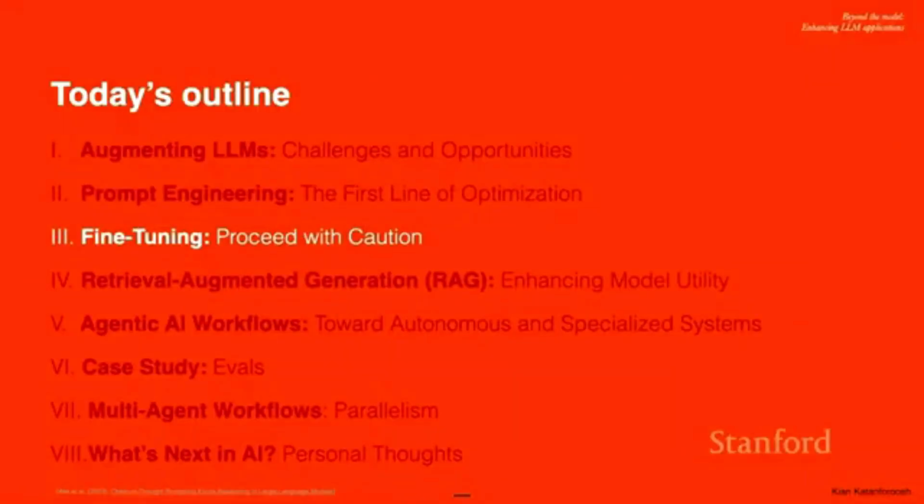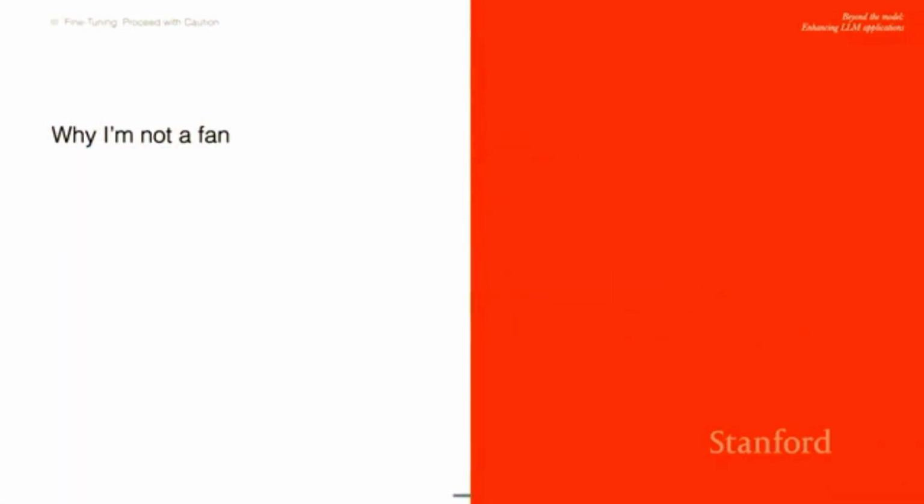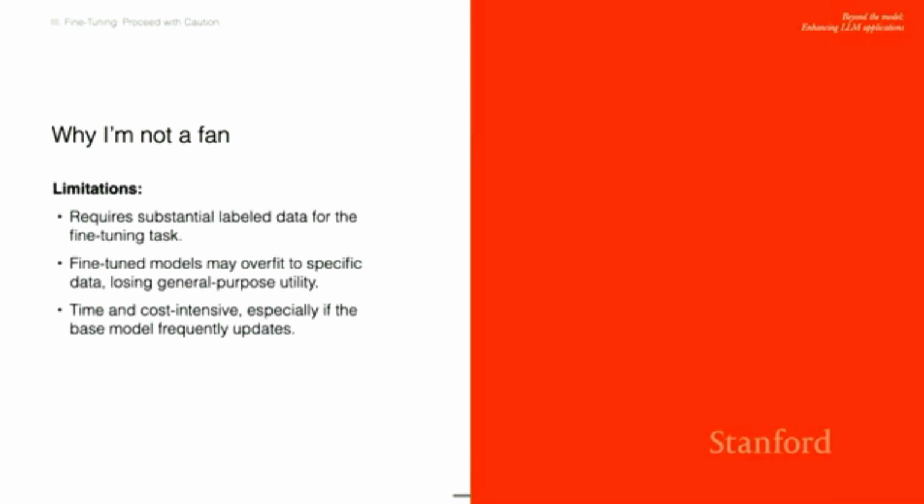Okay, so that was the second section on prompt engineering, or the first line of optimization. Now, let's say you've exhausted all your chances for prompt engineering and you're thinking about actually touching the model, modifying its weights, or fine-tuning it, in other words. I was telling you I'm not a fan of fine-tuning. There's a few reasons why. One, it requires substantial labeled data typically to fine-tune, although now there are approaches that are getting better at fine-tuning that look more like few-shot prompting actually than fine-tuning.